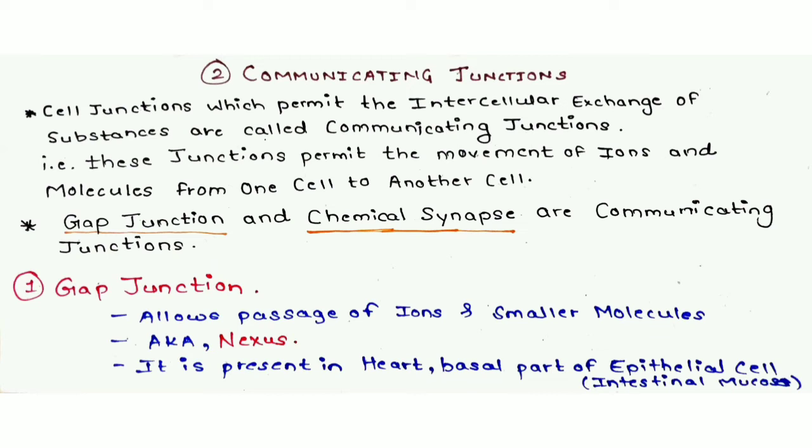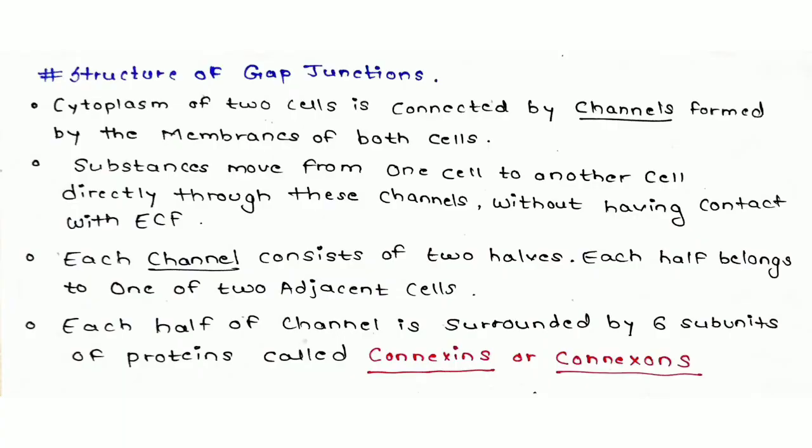Gap junction is the intercellular junction that allows passage of ions and smaller molecules between cells. It is also called nexus. This type of gap junction is present in the heart and the basal part of epithelial cells of intestinal mucosa. Moving on to our next slide, that is the structure of gap junction.